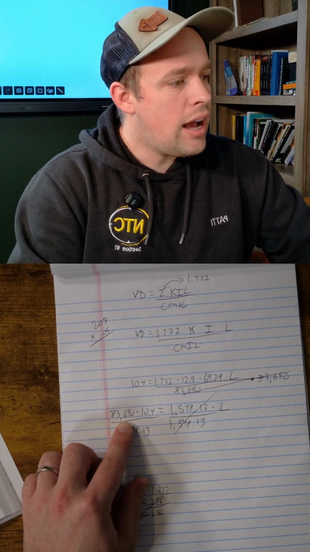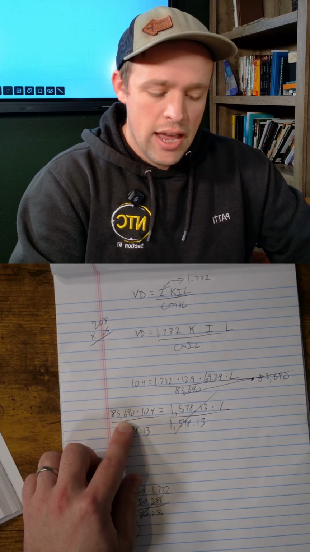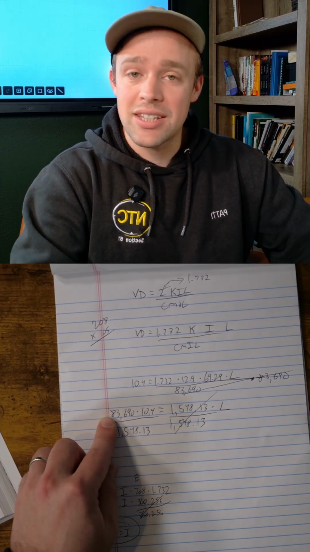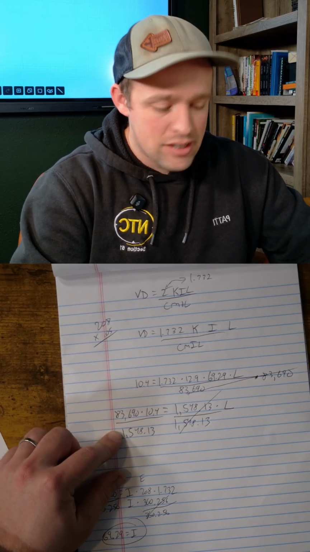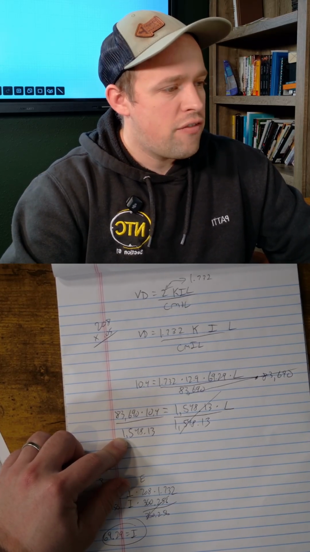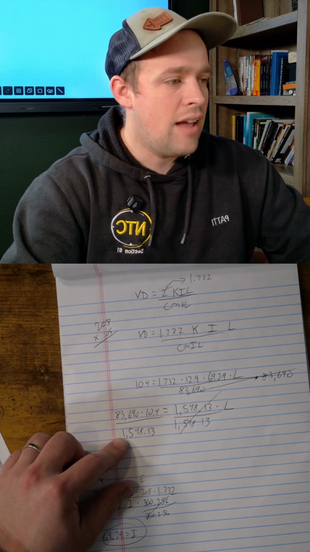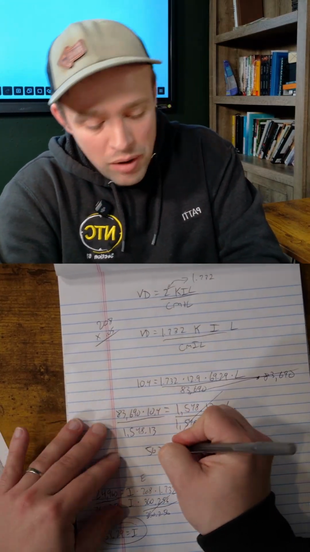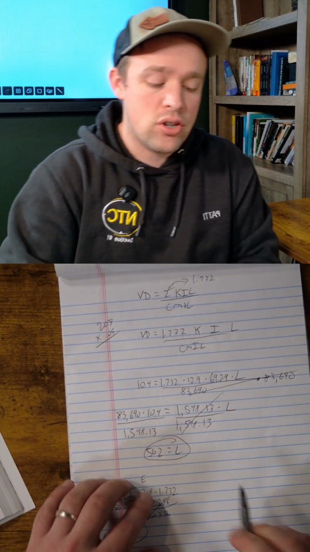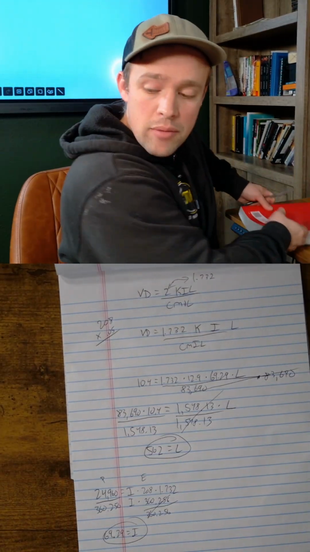Okay, so 83,690 times 10.4 gives me 870,376. Now I'm going to take that number that's in my calculator and divide it by 1,548.13, and that gives me 562.21. But since this is my final answer, I'm just going to round it to the nearest whole number. So 562 is going to be my final answer.